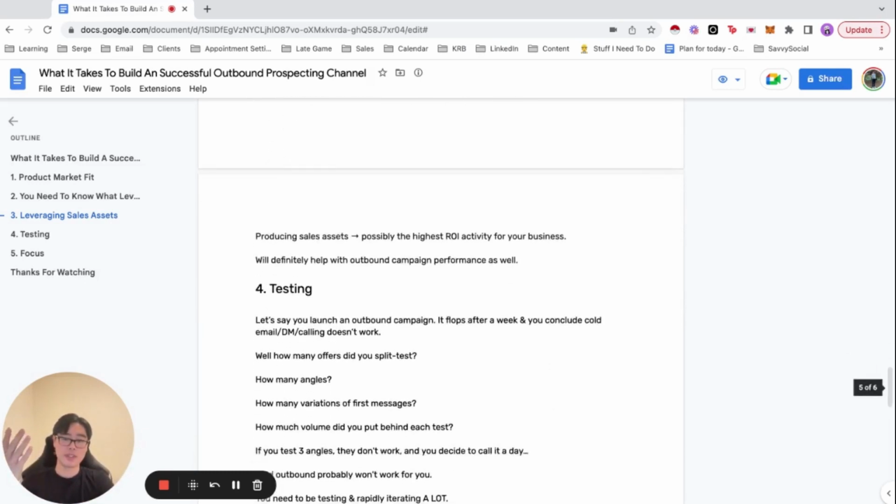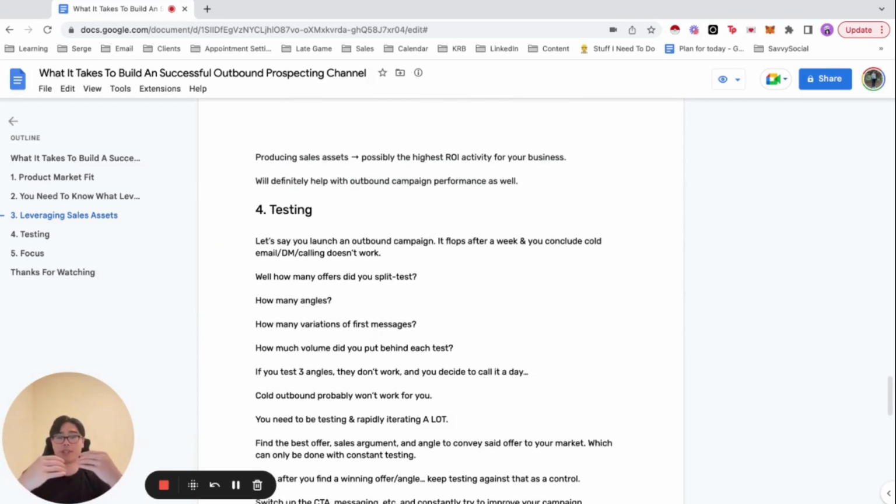Now, number 4 would be testing. So constant testing, constant iteration. So let's say you launch an outbound campaign, and I was guilty of this myself too when I first started. Let's say you launch a campaign, it flops after a week, and you come to the grand conclusion that cold email, cold DM, cold calling just doesn't work.